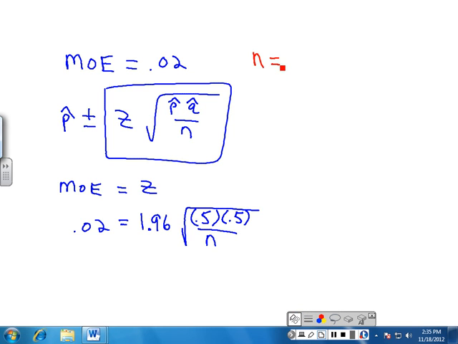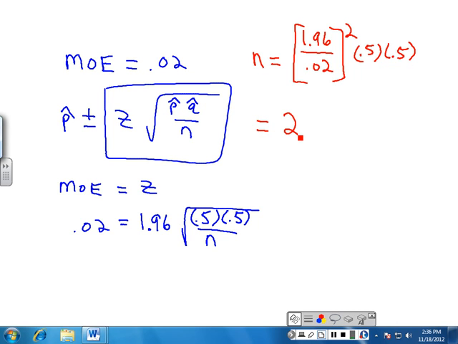So n is going to equal 1.96 divided by 0.02, square that, times 0.5 times 0.5. For whatever reason, a lot of people, when they're working the problem, end up squaring those again. Don't do it. And that comes out to be exactly 2401. So you should have at least 2401 in your sample. Okay.